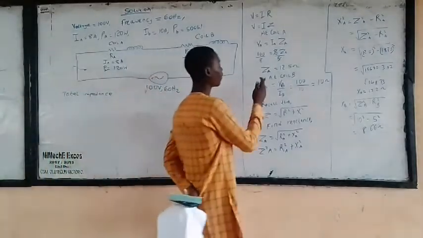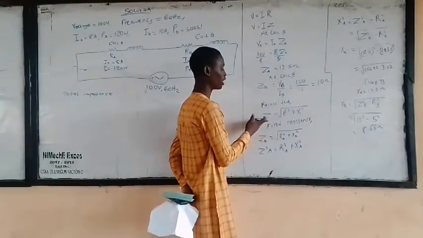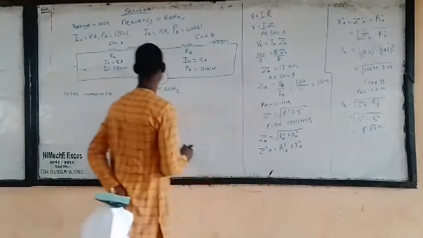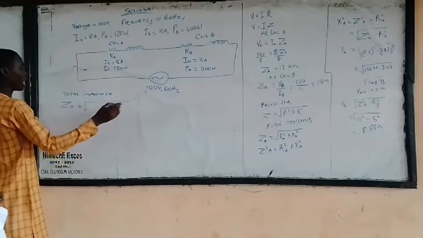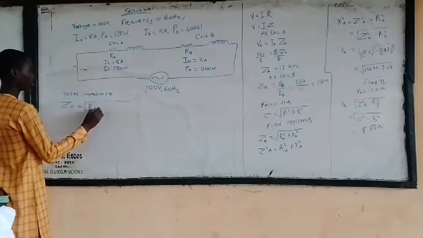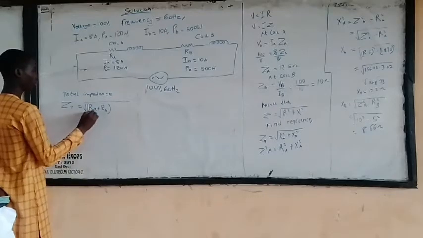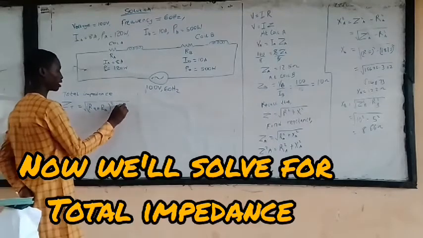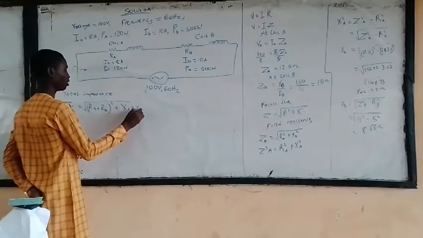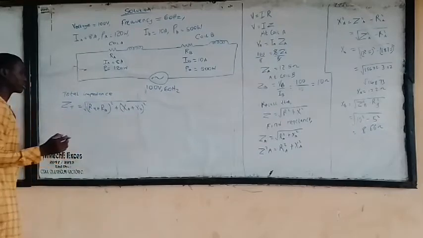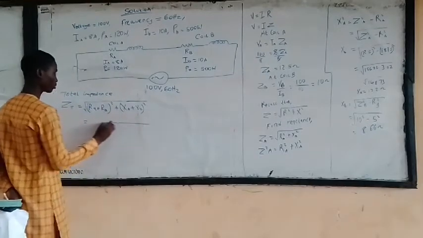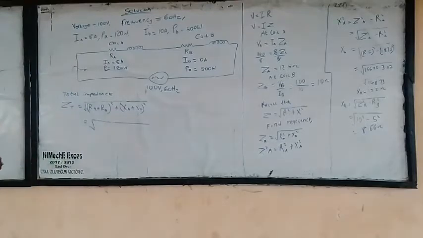It's still the same formula we make use of here. Impedance equals this. Total impedance will equal the root of (RA plus RB) squared plus (SA plus SB) squared. So with that, what do you have for RA?